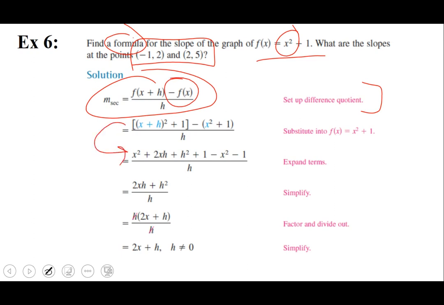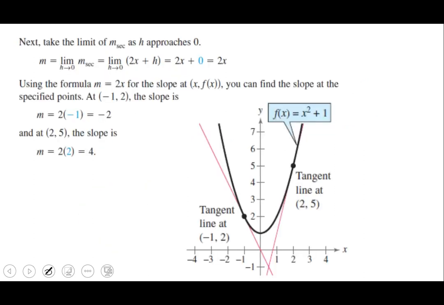Do the FOIL and distribute. Cancel out all the x's, cancel out all the constants. And again, that should always happen. Reduce an h. Take the limit, that is going to give you that 2x is the slope of the tangent line, which is the slope at any point.